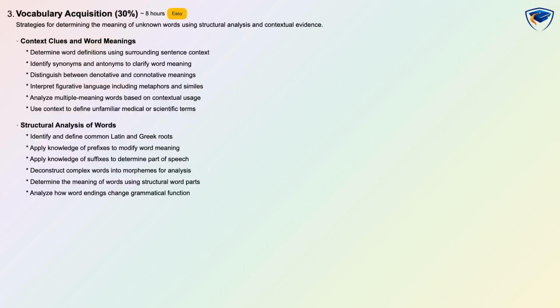Vocabulary acquisition makes up 30% of the exam, is labeled easy, and has an estimated learning time of 8 hours with conceptual plus scenario-based assessment. This domain trains strategies for determining the meaning of unknown words using contextual evidence and structural analysis, so you will practice using context clues, synonyms, antonyms, and figurative language to infer meaning and interpret multiple meaning words.